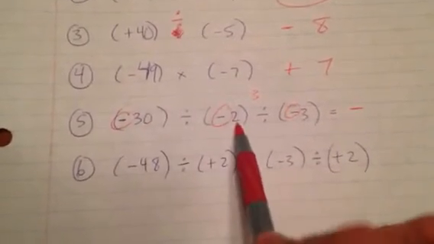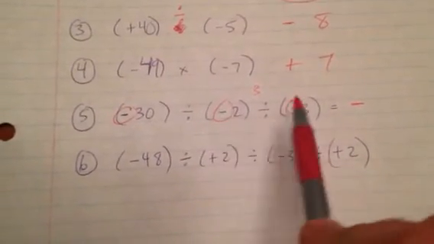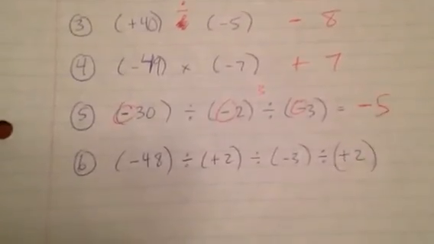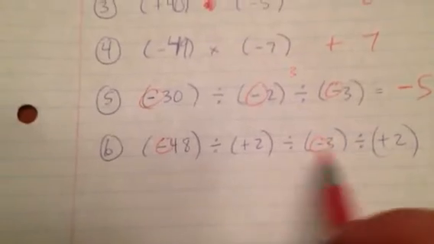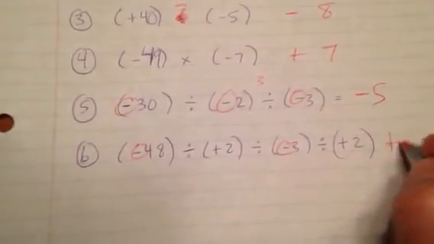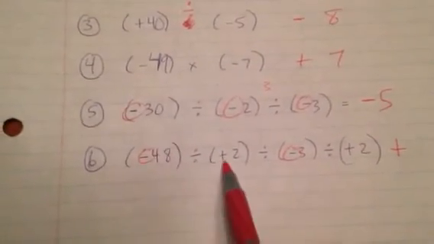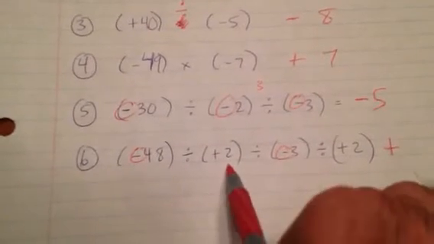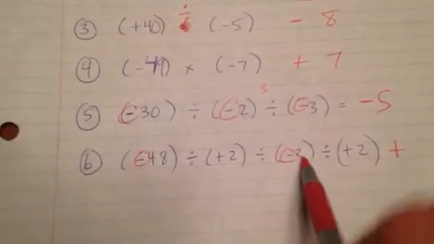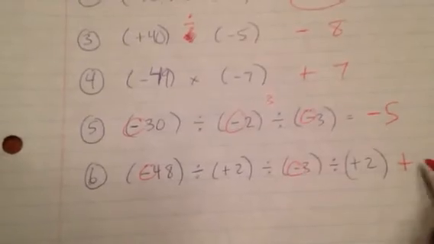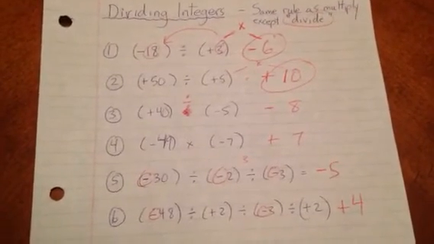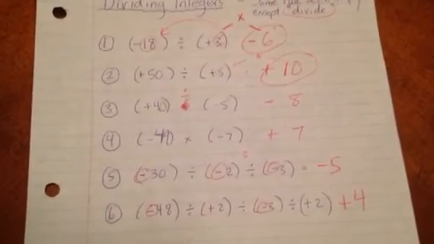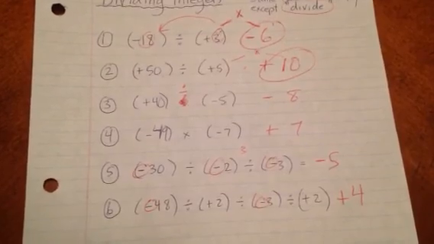30 divide 2, that's 15. 15 divide 3, that's 5. Right. Next, count the negatives. Only 2. 2 is even, that's positive. So 48 divide 2, that's 24. 24 divide 3, that's 8. 8 divide 2 is 4. And so you can see dividing, that's about as far as I take it with dividing. It's pretty straightforward, same as multiplying. But I hope this lesson helped you, and I wish you all the best with integers.